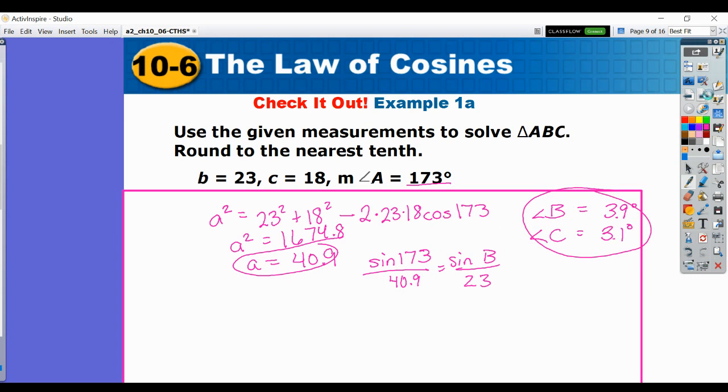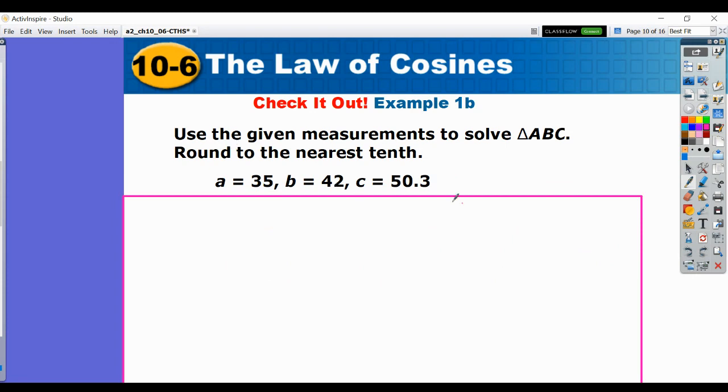Here we got one more example. This one has all three sides again. Like I said before, you can start with whatever side you want. I'm going to start with the biggest one this time. So I'm going to put the 50.3 over here. Squared equals a squared plus b squared minus 2 times a times b times cosine of the one that I put on the other side, which is capital C.